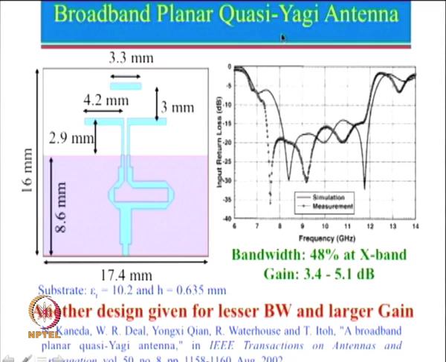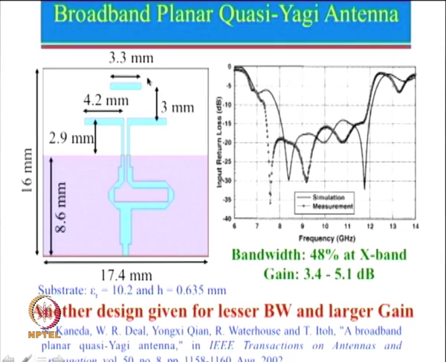So what we really have here, this particular antenna has been designed around X band. You can see here the center frequency is around 10 gigahertz or so. At 10 gigahertz, what will be the wavelength? That will be 30 mm. So half of that will be 15 mm. But what you see over here is much less than that. See the dipole length, half of that is about 4.2 here, another half is about 4.2. So the total length is actually much smaller than the half wavelength.